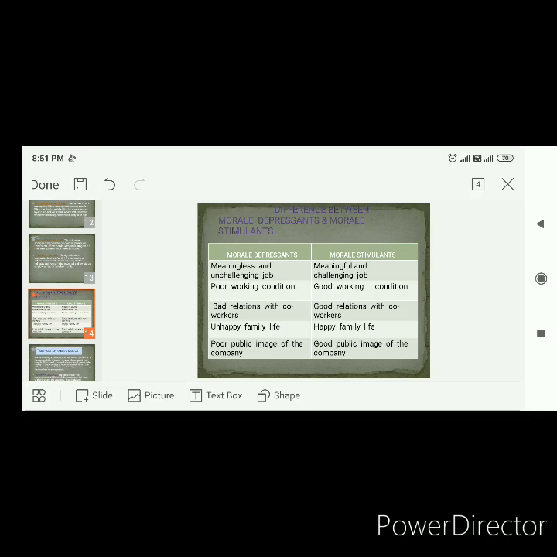Morale depressants are those factors which depress or reduce your morale, right? On the other hand, morale stimulants are those factors which stimulate or increase your morale. So your morale increases because of these factors. They are called morale stimulants, and your morale decreases due to these factors, and they are called morale depressants. Okay.